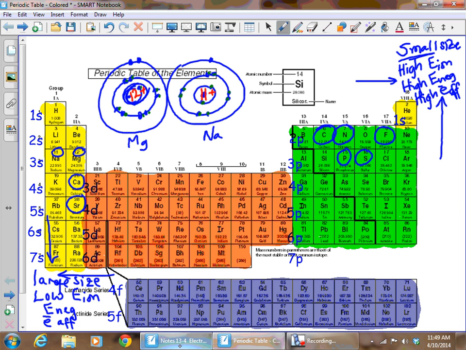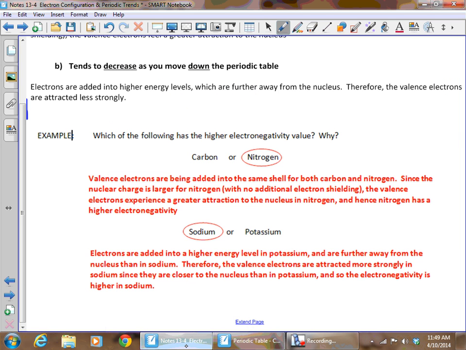And since nitrogen is further to the right, remember that means that nitrogen has a nuclear charge of 7, carbon has a nuclear charge of 6. We're going to have the same amount of shielding there, as those outside electrons are in the same energy level, the second energy level. But since the nuclear charge is higher for nitrogen, the valence electrons are going to be attracted more strongly. So it's got a higher electronegativity.